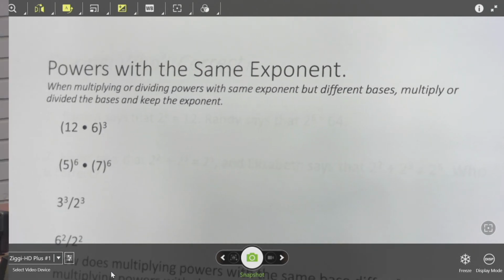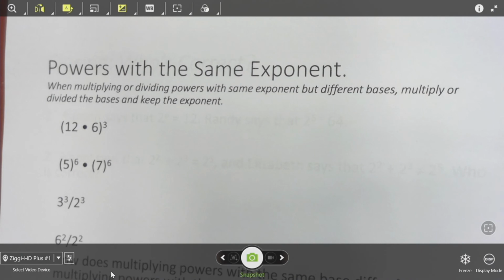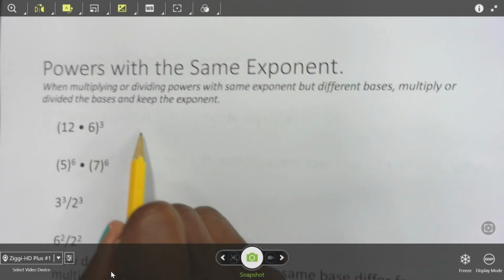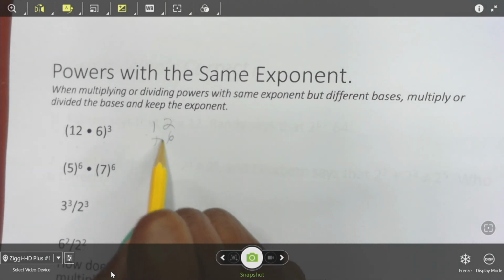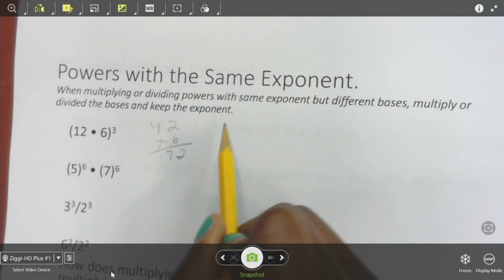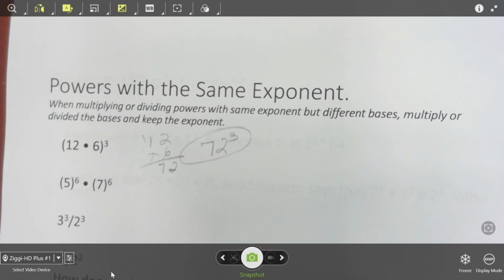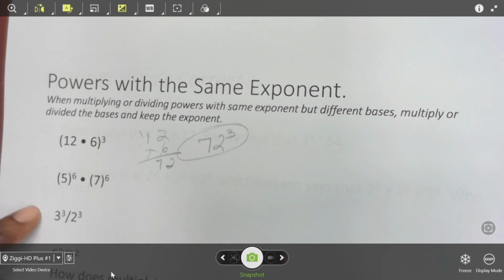Okay. Then we have powers with the same exponent. When multiplying or dividing powers and the bases are different and your exponents are the same, we're going to go ahead and multiply the bases or divide the bases and keep the exponent. Okay? Here we have 12 times 6 is being multiplied by itself 3 times. So let's just go ahead and multiply 12 times 6. 12 times 6 is 72. So we have 72 to the third power. Simple enough, okay? You try the next three.